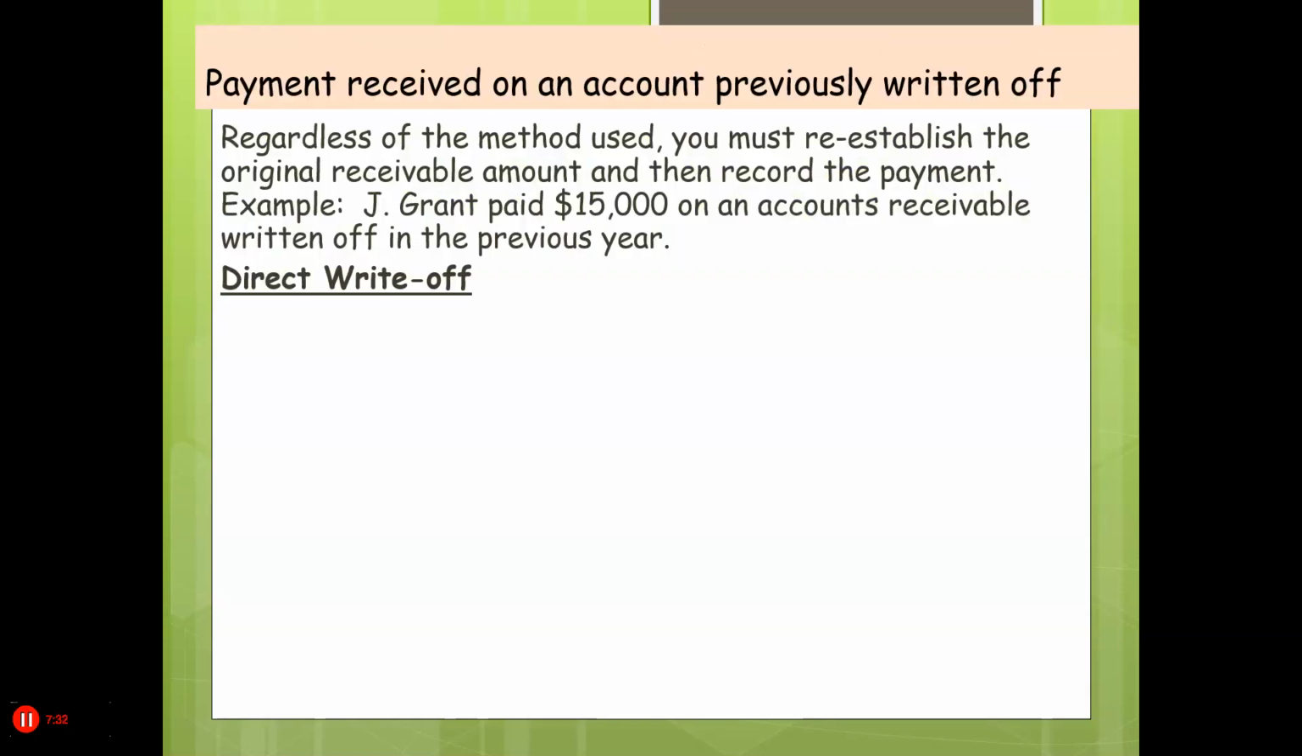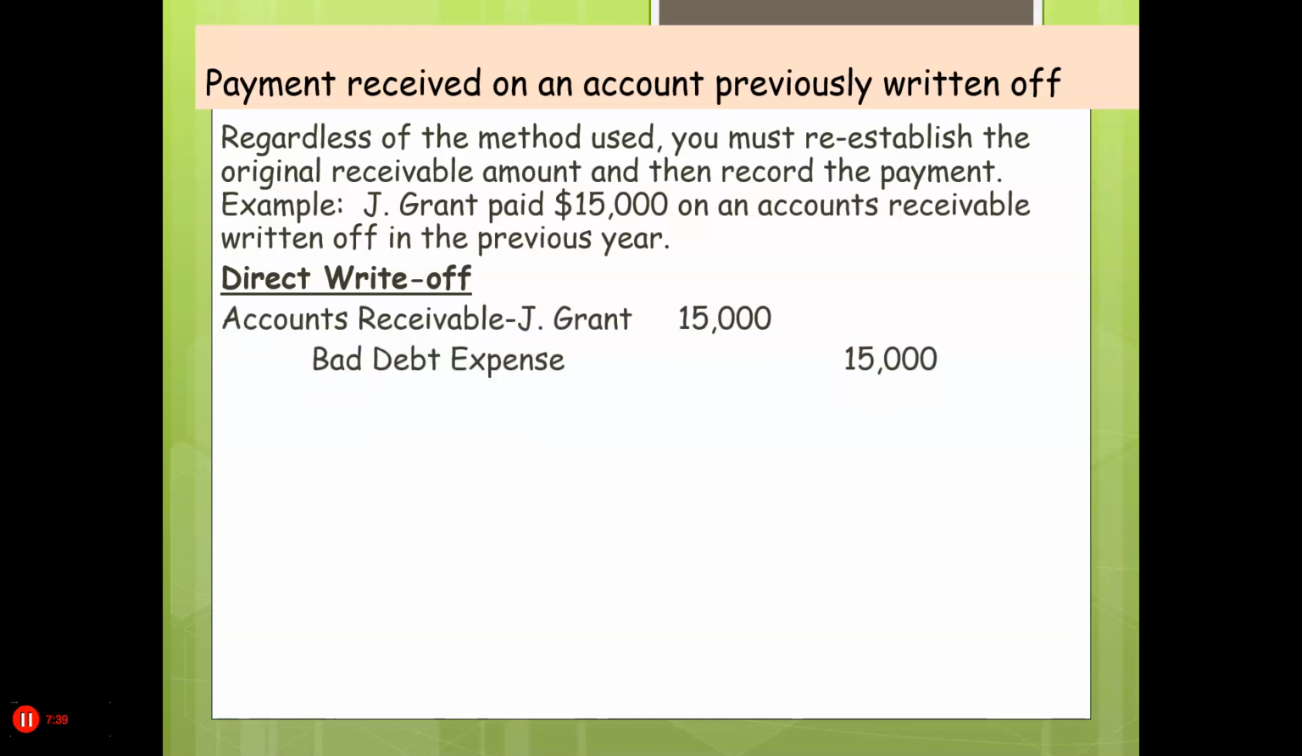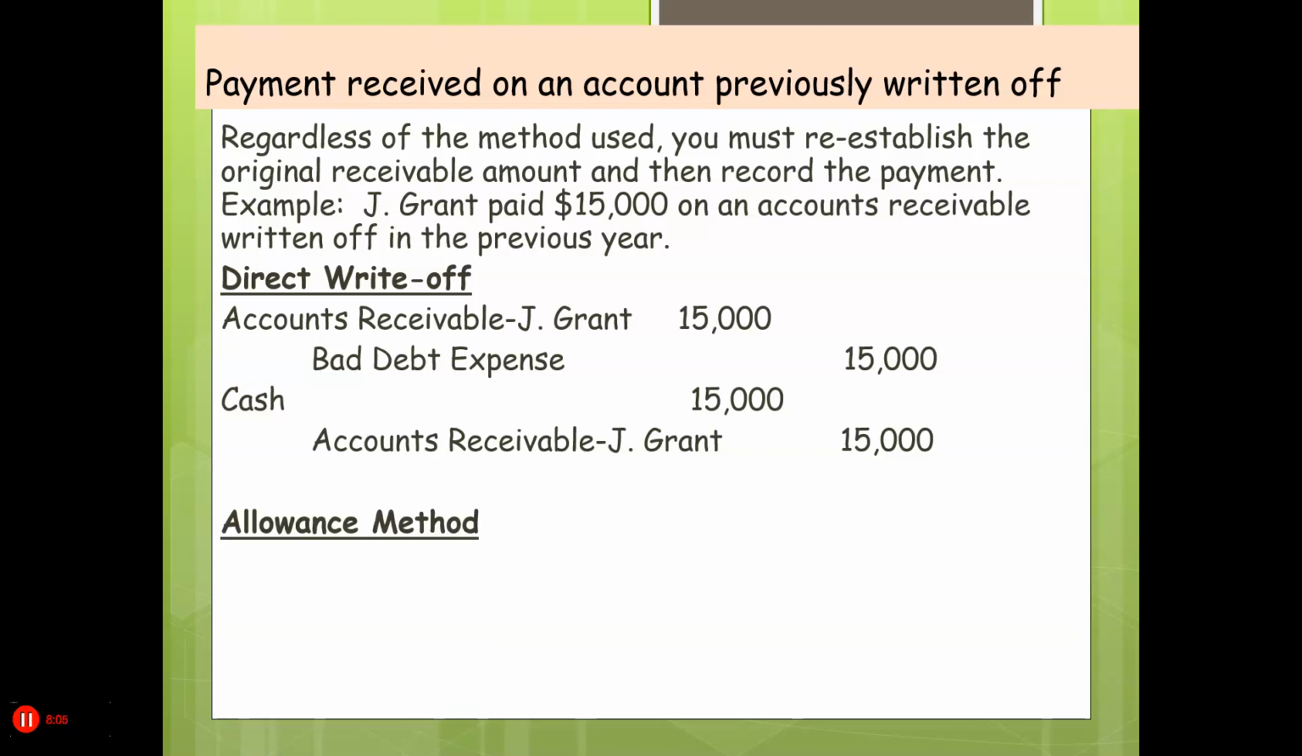Now, what happens when you get a payment on an account that was previously written off? Well, under the direct write-off method, you would debit accounts receivable, credit bad debt expense, and then show the cash. Now, the reason we have to do this is you always want to reestablish the accounts receivable because you have a subsidiary ledger that keeps track of how well people pay you. And you want to know that this customer did come back and pay you, even if it was late.